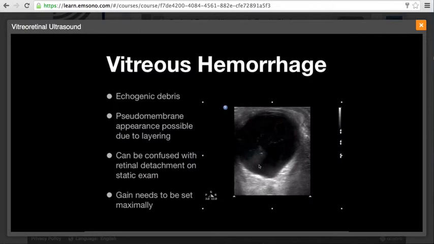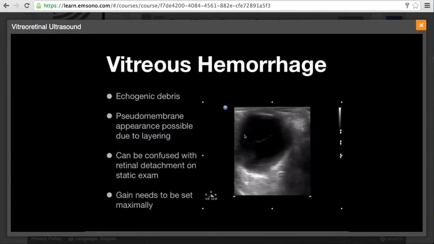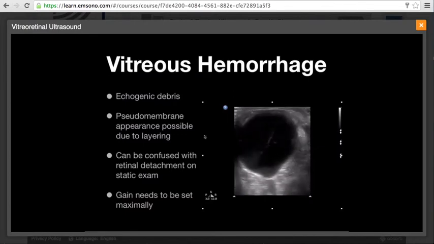And like I said, it's important that you have your gain set maximally because it's very easy to miss small amounts of vitreous hemorrhage. But as you look through the posterior chamber here, you can see that there are abnormal echoes within there, and this is due to the presence of vitreous hemorrhage in this patient.